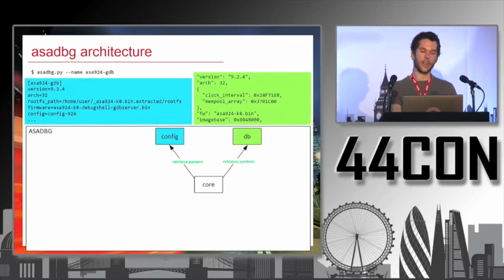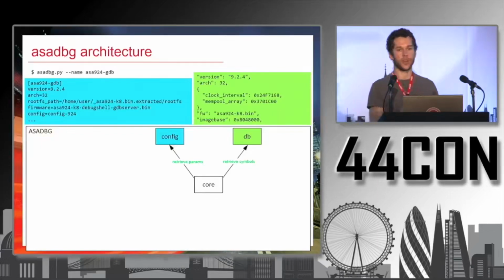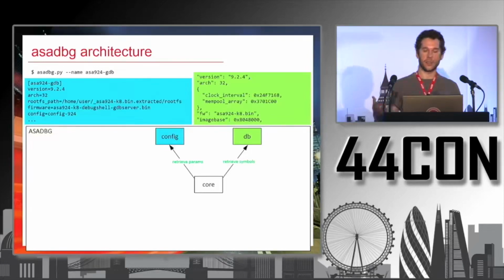all the parameters, and then we have an external database that contains specific symbols for each target. So for example, clock interval is the watchdog that we need to have to actually debug a target. Mempool array is a symbol that we use for our libs to find where things are in memory to analyze the heaps.